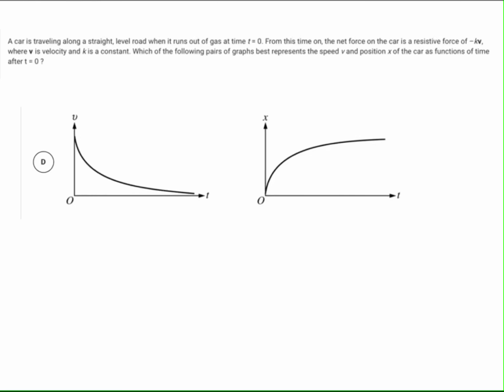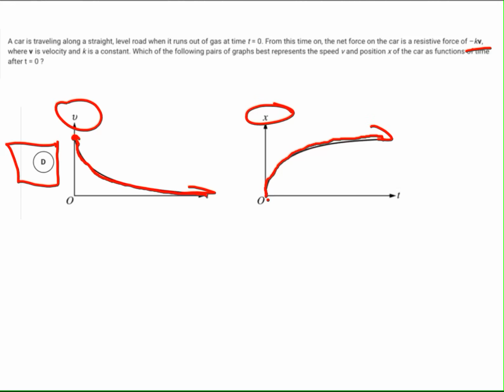Okay, this one. A car is traveling along a straight level road when it runs out of gas at time equals 0. From this time on, the net force on the car is this. So we've kind of already done this. I didn't write all the choices just because it took up a lot of room, so I only wrote the right answer. Now the right answer is going to be moving forward at some speed, and it's going to slowly go towards 0. Displacement is going to continue to move forward, but at a lesser and lesser rate. That would make sense based on what we know about derivatives.